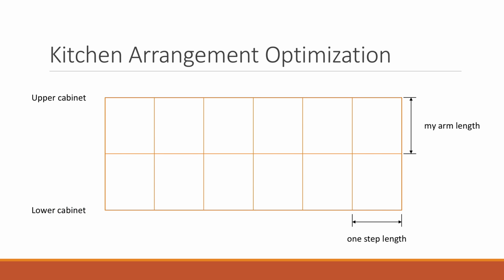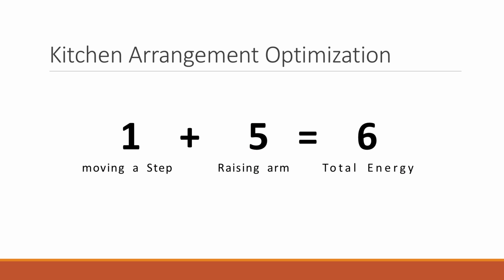My problem is about kitchen arrangement optimization, and here is my coordinate structure. For example, if the orange point is my position and the blue point is my target source, to grab it, I need to take one step to the right and raise my arm to reach it. And by calculating the energy for each action, I can get the total energy to grab the sauce or spice I want.